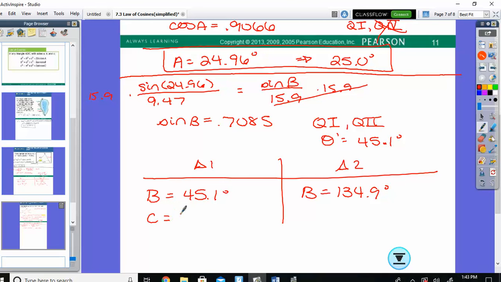Okay, then to get angle C, you do 180 minus the 45.1 and minus the 25. The other one, 180 minus 25 minus 134.9.